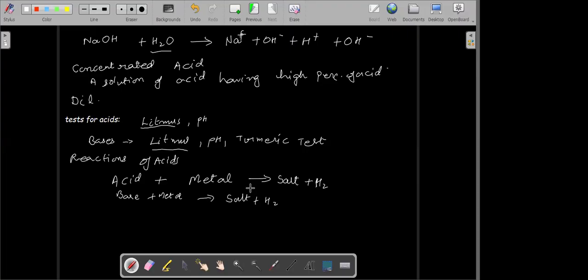Aluminium. Yes, sir. Aluminium, sir. Okay, aluminium reacting with which base? Sodium hydroxide. Okay, so aluminium reacting with sodium hydroxide. Very good. So all of you write down the reaction of aluminium with sodium hydroxide and zinc with sodium hydroxide. Write down both these reactions.